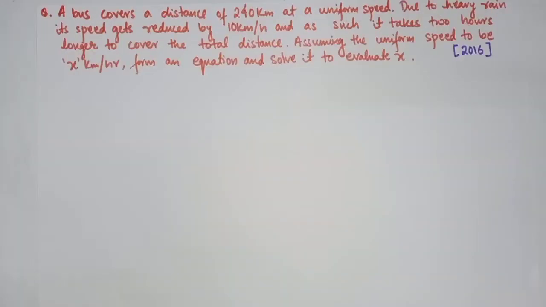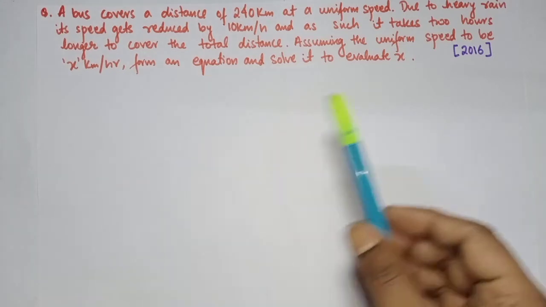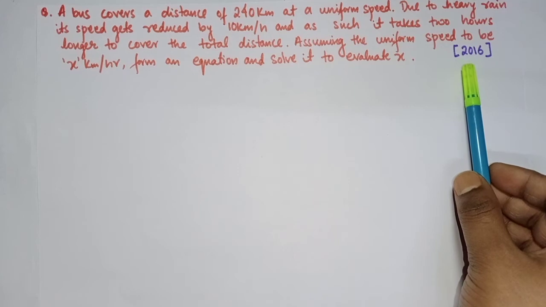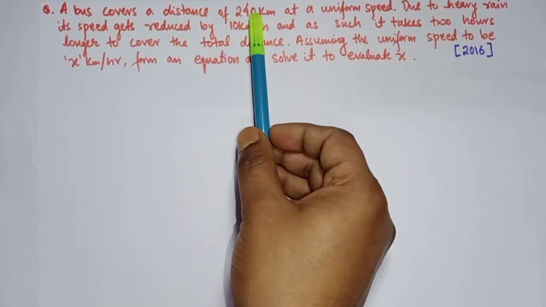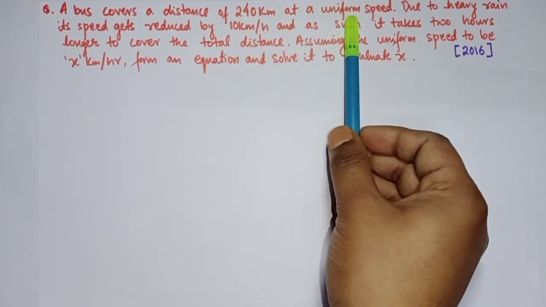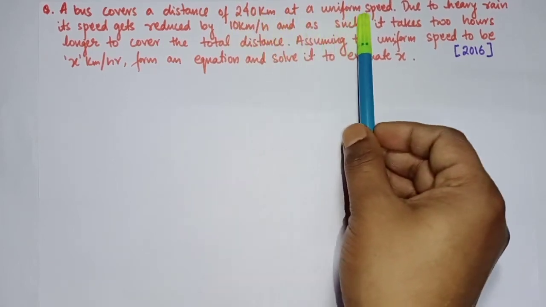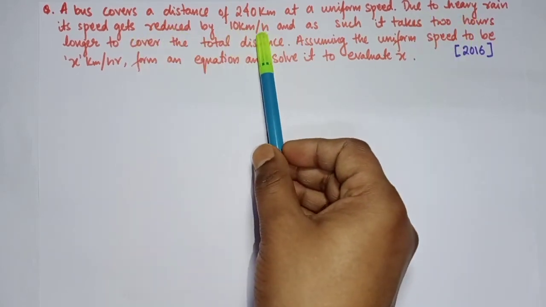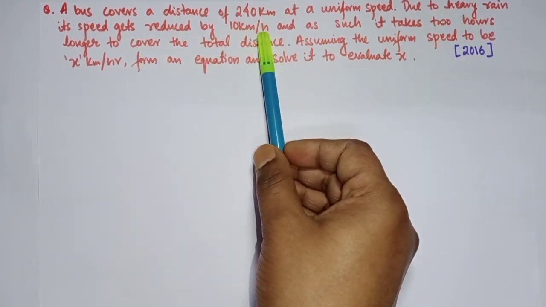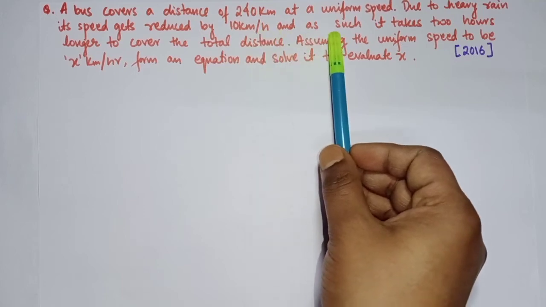So here we have another, different type of question. In this it's speed, distance and time. You can see it's 2016. First you have to read the question properly. A bus covered a distance of 240 km at a uniform speed. So distance is 240, speed is uniform. Due to heavy rain, the speed has been reduced by 10 km per hour. That means the speed has decreased.